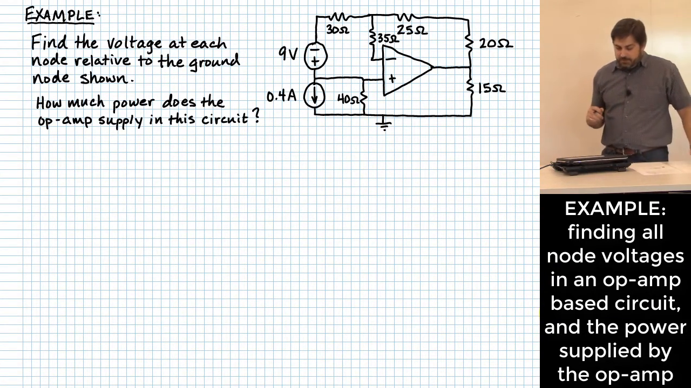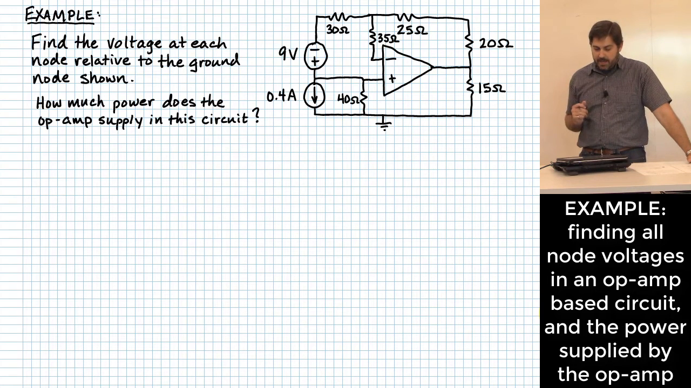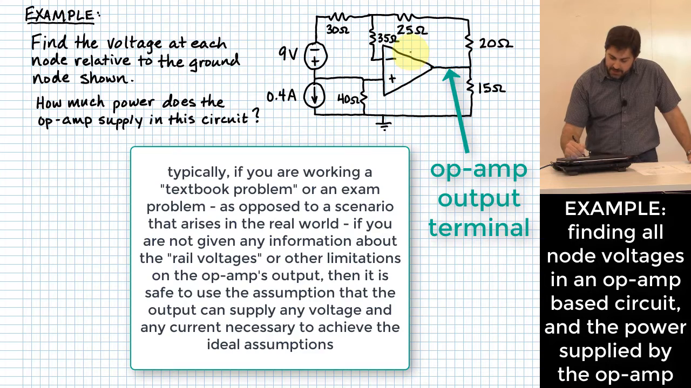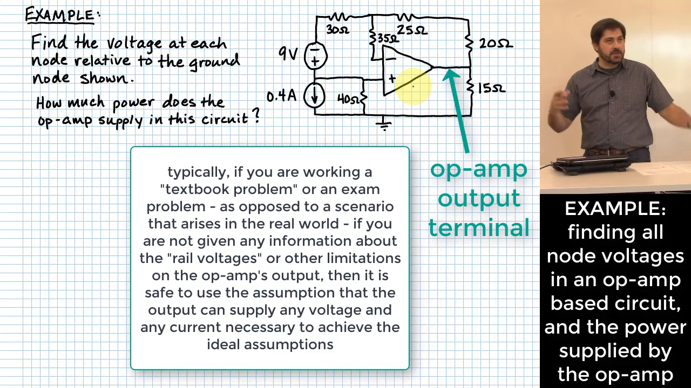Here we have a circuit. It has a 9-volt source and a 0.4 amp current source, and it is fed into this set of resistors that are all hooked up to the op amp. You will notice that we didn't label any input voltages as far as the rail voltages onto the op amp there.